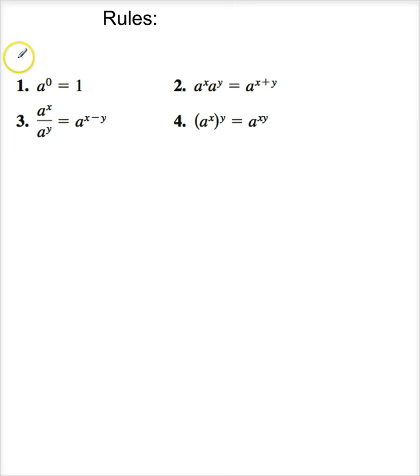Now the rules are very similar. A to the 0 is 1. A to the x divided by a to the y is a to the x minus y, so you're going to take the difference there. A to the x times a to the y is a to the x plus y. And a to the x raised to the y power is a to the x times y.